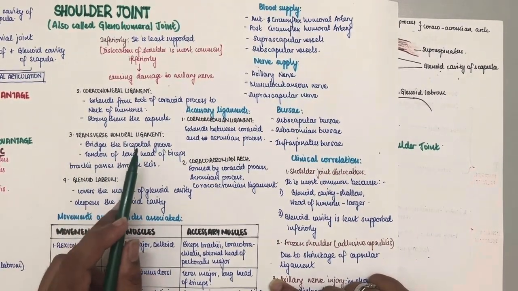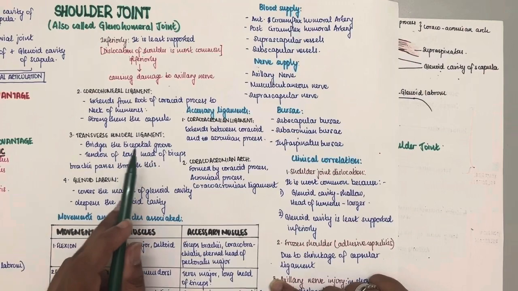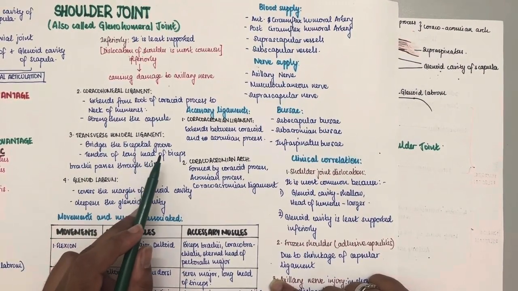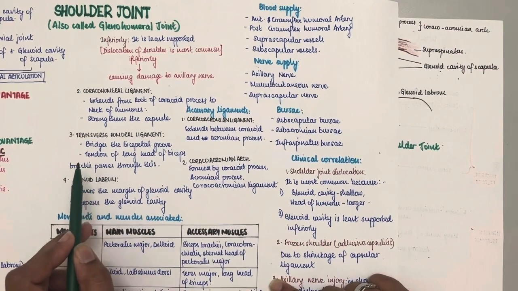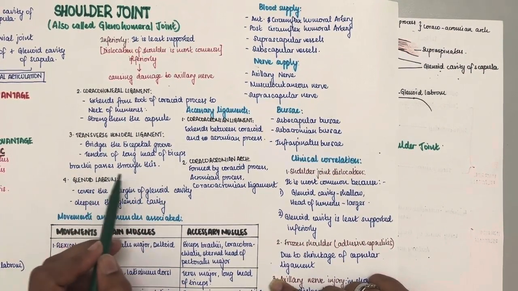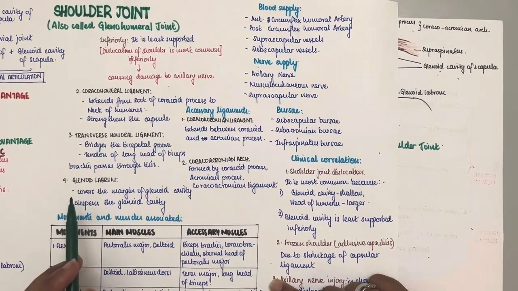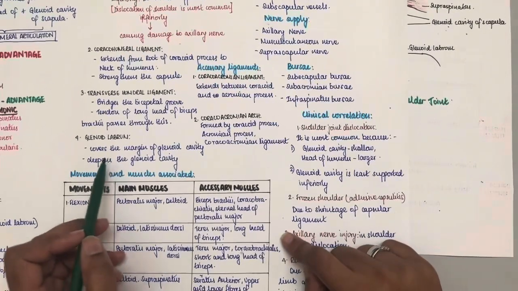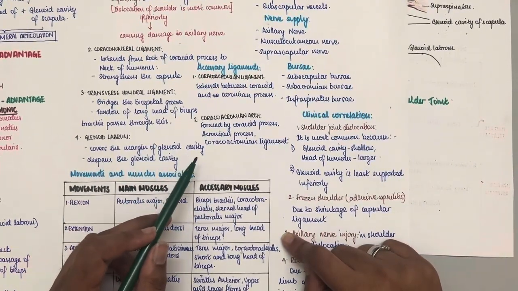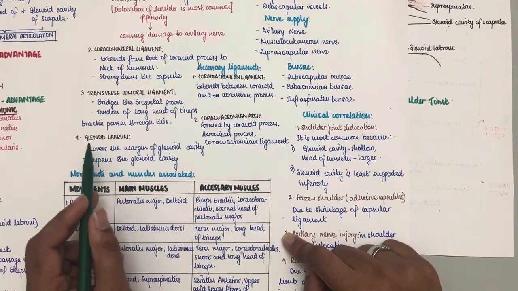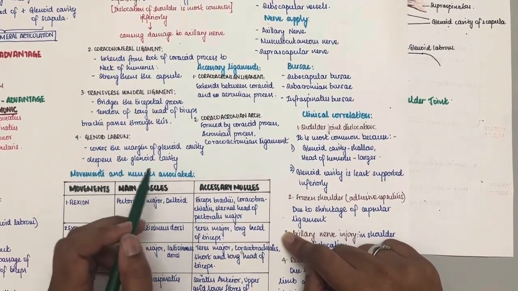Next is the transverse humeral ligament. The third one is the transverse humeral ligament. It bridges between the bicipital grooves, and the tendon of long head of biceps brachii passes through this. And then the fourth one, that is the glenoid labrum. It covers the margin of glenoid cavity and it deepens the glenoid cavity. We already said the glenoid labrum has its main role in deepening the glenoid cavity.